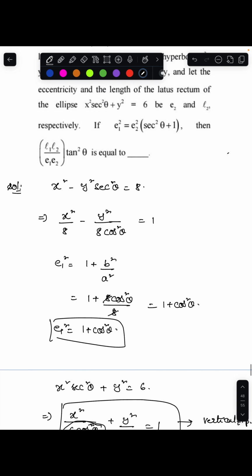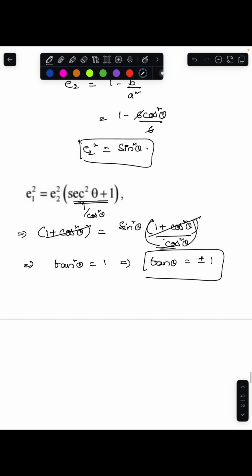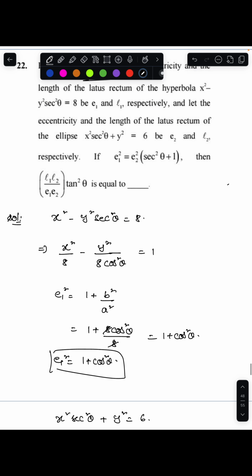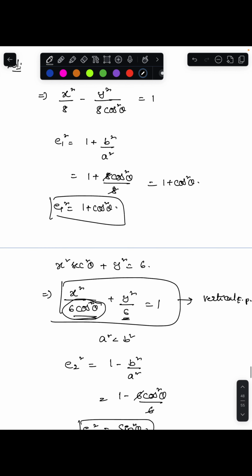So here theta range is also given. Theta is between 0 to pi by 2. So definitely tan theta must be positive and theta must be pi by 4. Now, what is the question they were asking? They were asking for this expression L1 L2 by E1 E2 into tan square theta. Already tan square theta is evaluated, that is 1. You need to calculate L1 L2. E1 E2 also evaluated. So let's calculate L1 L2.